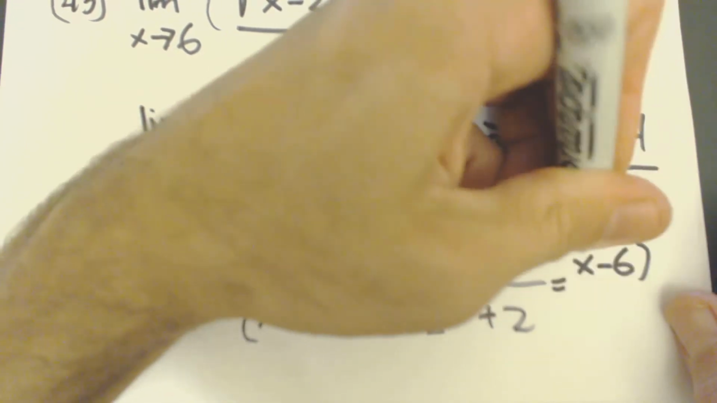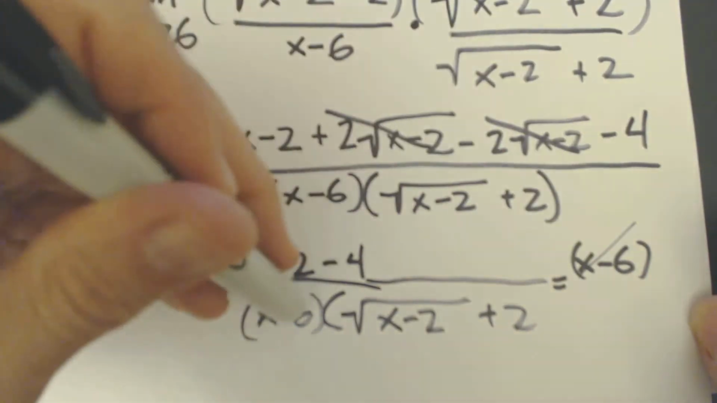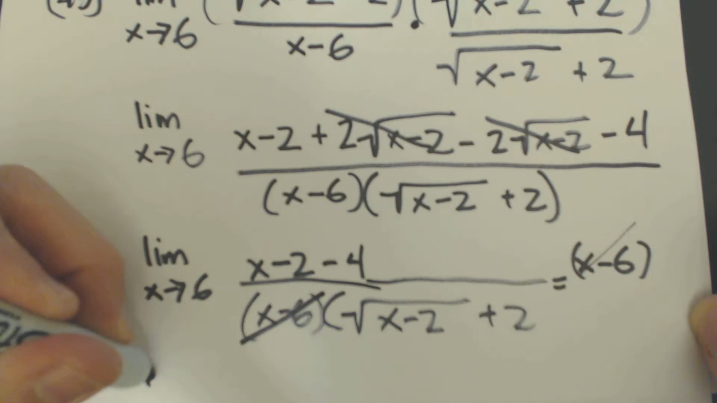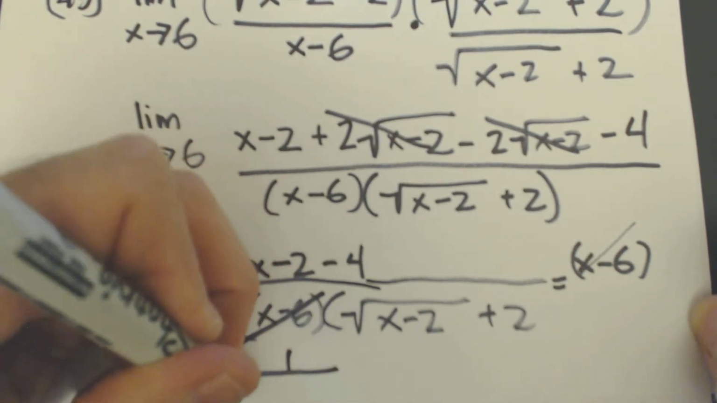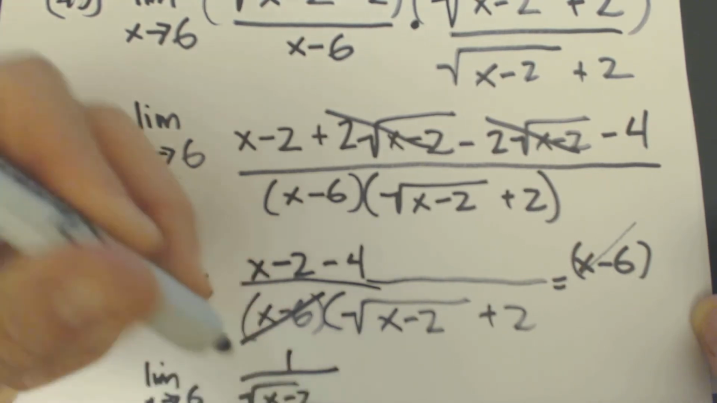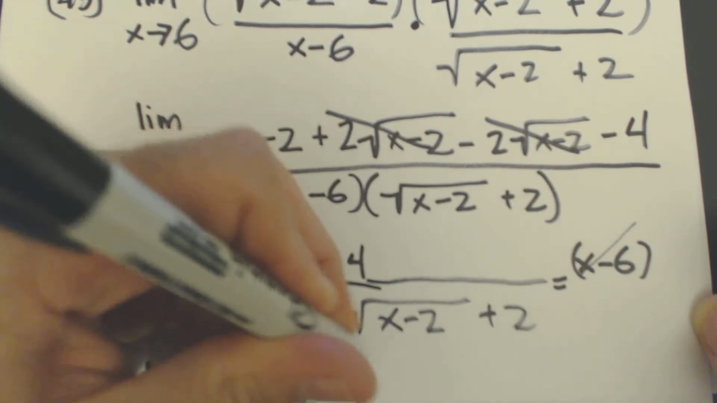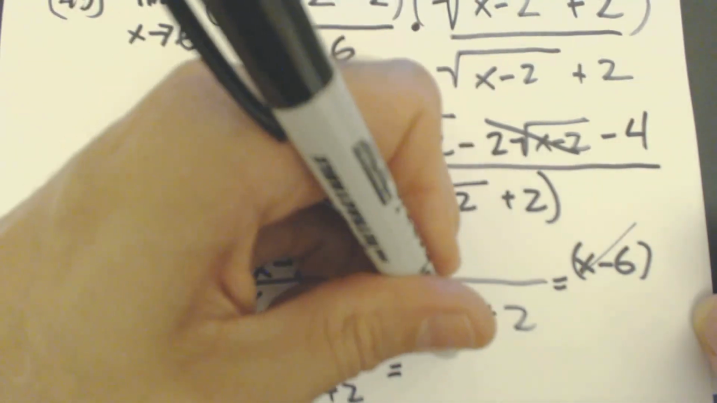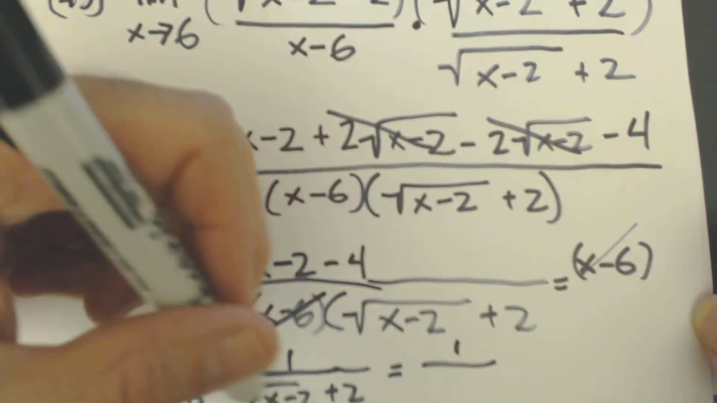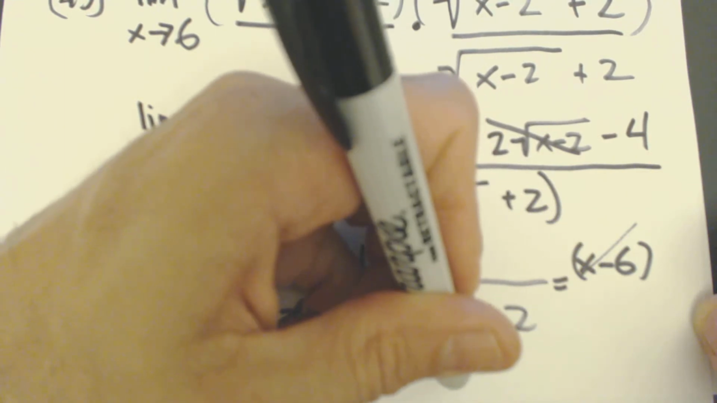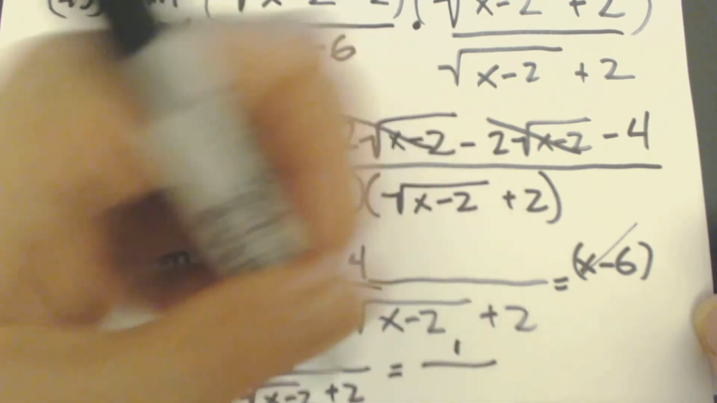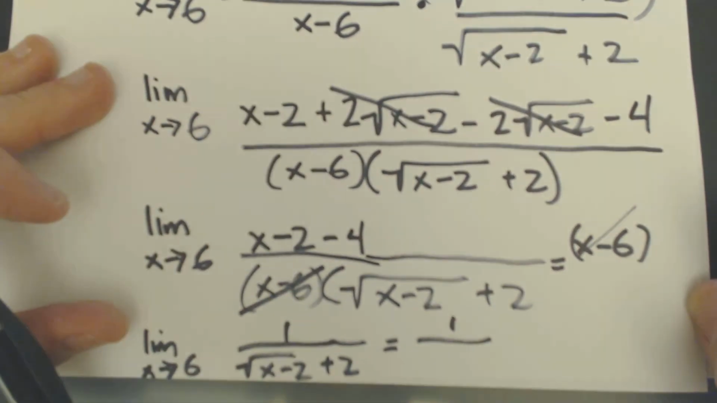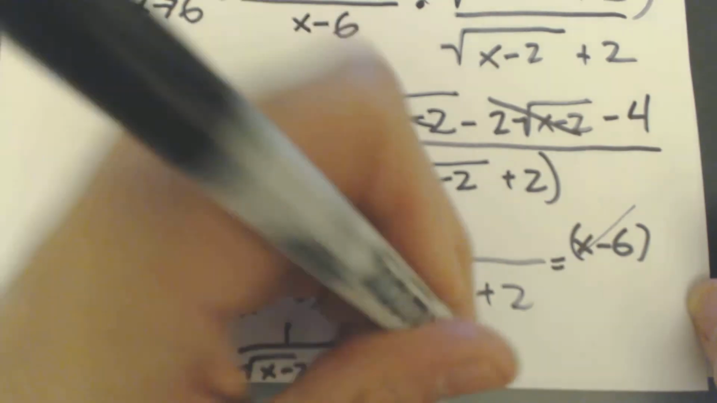You'll see that on the top we essentially have x minus 6. And so the x minus 6's drop out. And so the limit as x approaches 6 can be evaluated at 1 over the square root of x minus 2 plus 2, which is going to equal 1 over the square root of 6 minus 2, which is going to be 4. So what's that going to give us? 2 plus 2. So that's going to be 1/4.